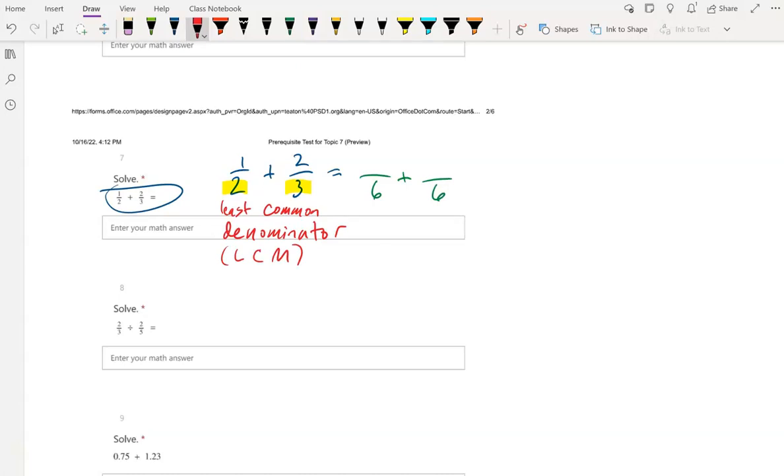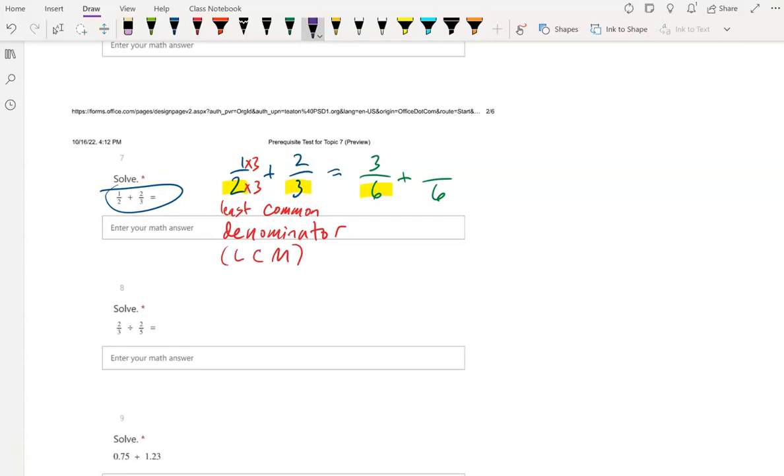First of all, 2 times what equals 6? Right? Because we got to make it into this 6 right here. 2 times what equals 6? Well, 2 times 3 equals 6. And since we multiplied the denominator by that, you have to multiply the numerator by that as well. And so 1 times 3 is 3. So 1/2 is the same as 3/6.